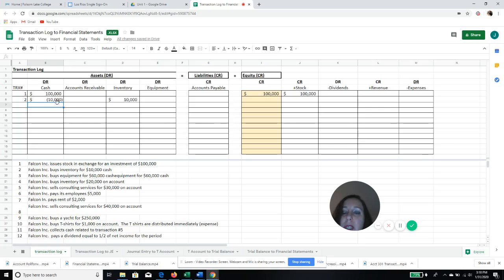One quick note, you see the parentheses on the $10,000 decrease to cash. In accounting, rather than using a minus sign, we use parentheses to indicate a negative number.